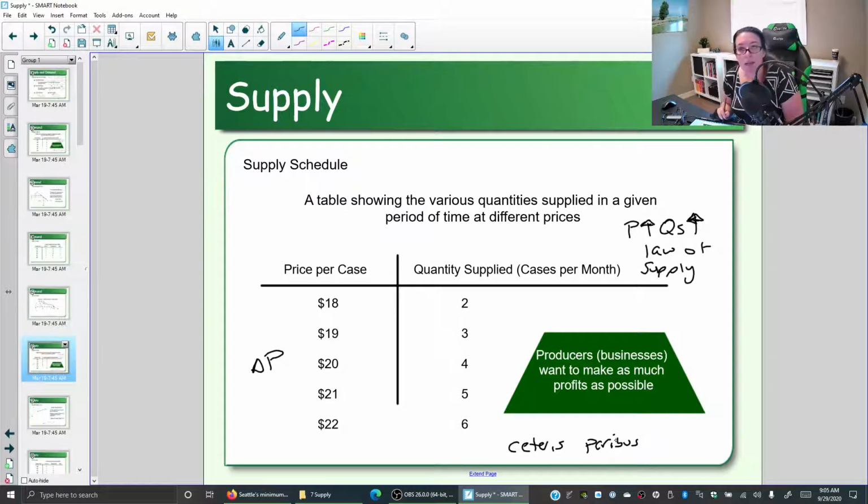Well, as a business, if you can sell your craft beer for a higher price and we're holding constant the cost to make it, does that make you more or less happy? Higher profit margin sounds better, right? So if we can charge a higher price for our product and we haven't changed the cost, then we want to sell more at those higher prices. So we get the law of supply.